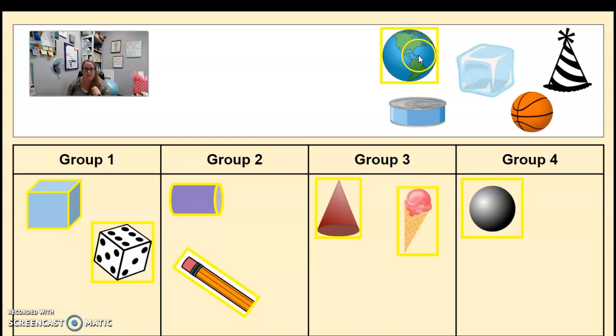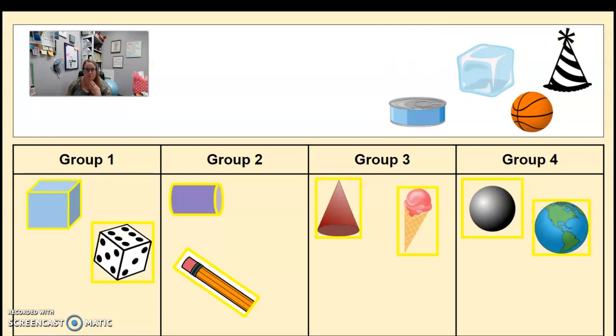What about the earth? The world. Where is it going to go? Is the Earth going to go with group 1, 2, 3, or 4? Show me with your fingers. Let's see. Ooh, we got it right. It was in group 4.